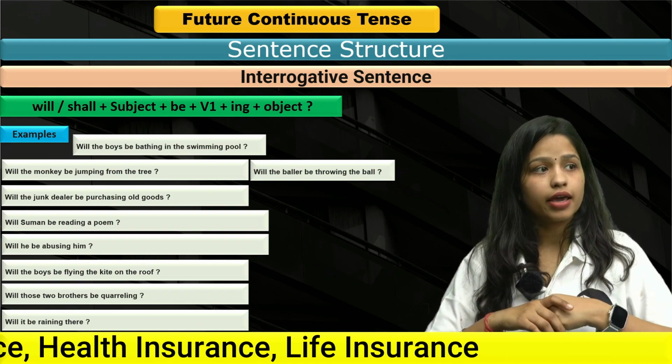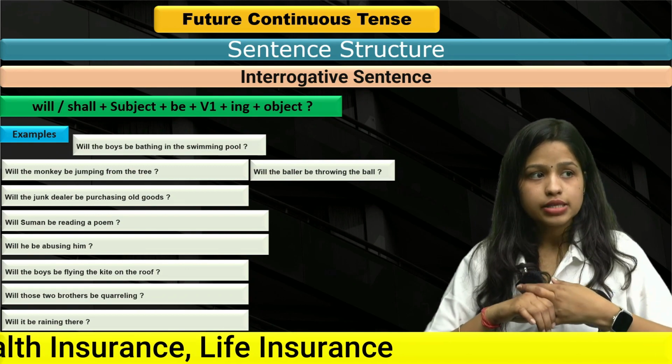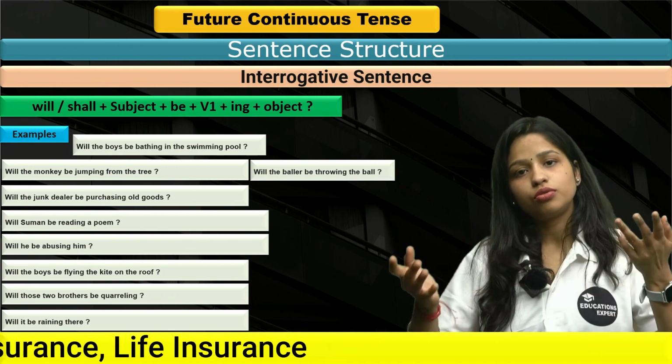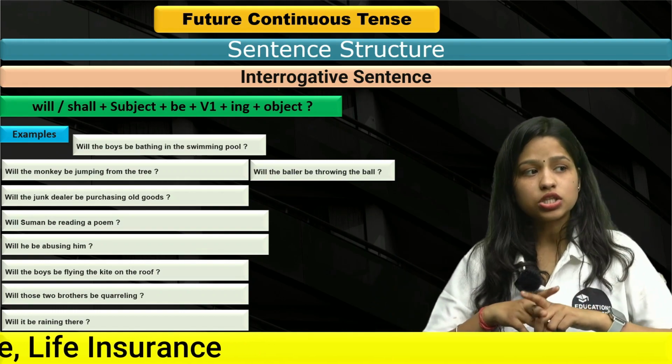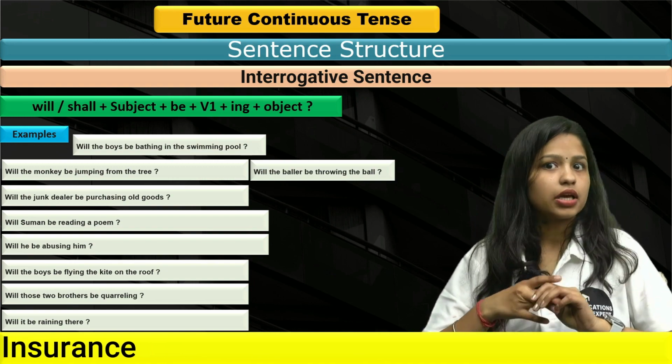Will, again with the subject. Will plus the subject, which here is the boys, be, bathe V1-ing, in the swimming pool. Will the monkeys be jumping from the tree? Will the junk dealer be purchasing old goods? Will Suman be reading a poem?